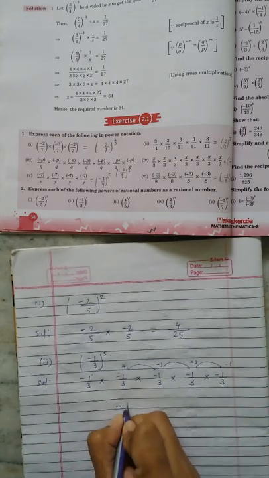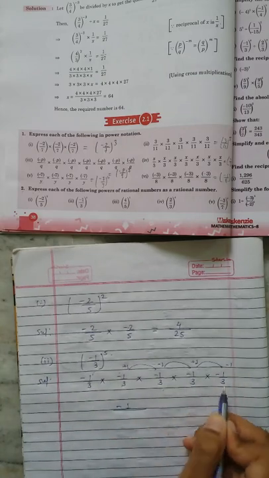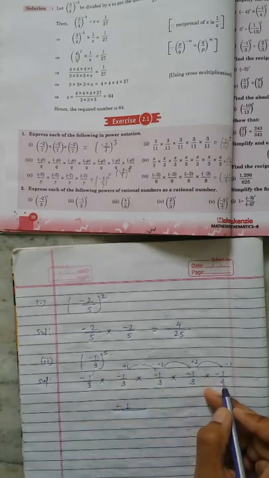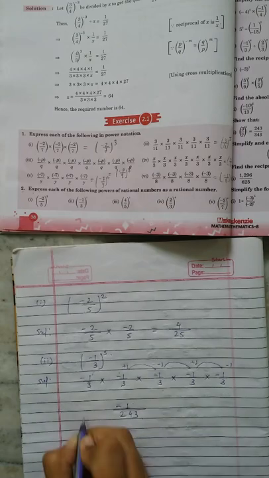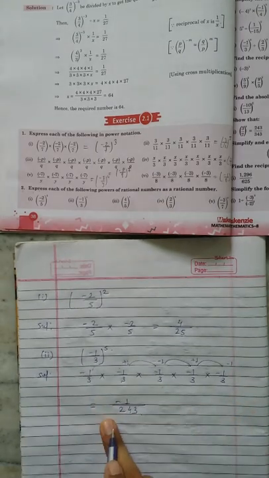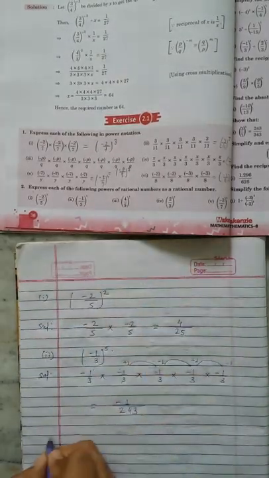So we will write here negative 1 upon 3 into 3 into 3 into 3, 3 multiplied 5 times. So what should come? We will write here 243. Okay, understand? If we multiply 3 five times, we will get 243. Understand? Now see question number 3.